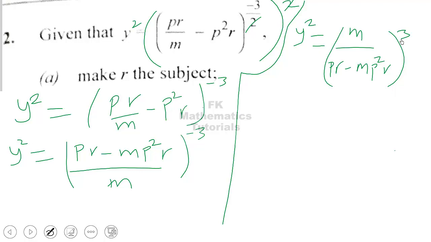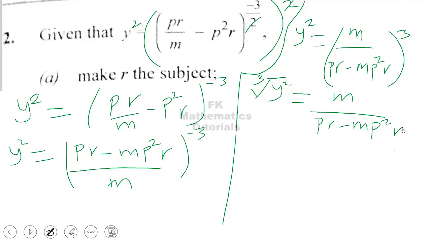Now I'm going to take the cube root of both sides. I'm going to take the cube root of both sides. So this will give me the cube root of y squared is equal to M over PR minus MP squared R.